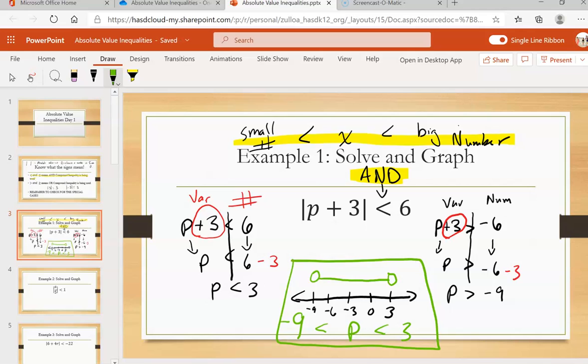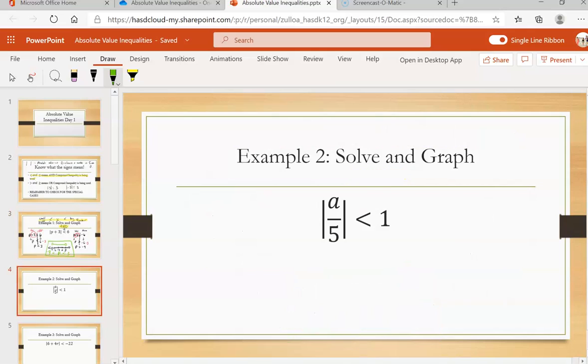Okay, we're going to try it again. Sometimes it's going to look like this. Okay, so you have your absolute value by itself on the left. You have a less than symbol, which means it's an AND problem. Okay. So your first step, again, is always to write this here without your absolute value symbol. So you have a over 5 less than 1.